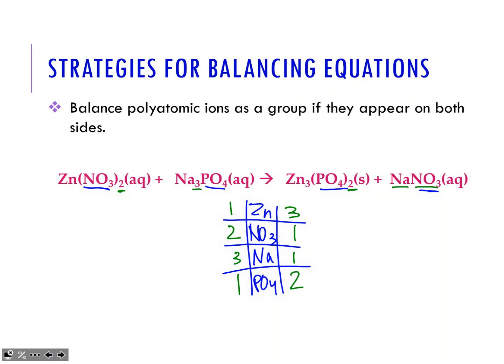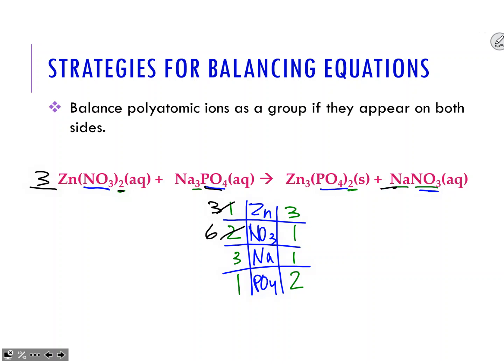I usually just start with the main metal here, and we're going to start here with our zinc. What do we put here? 3. So that changes this to 3, makes my nitrates go to 6, because 3 times 2 here. All right, now the sodiums and the phosphates are out of balance, but you notice the sodiums are attached to the nitrates here, so I'm going to balance that last. I'm going to go for the phosphates now.